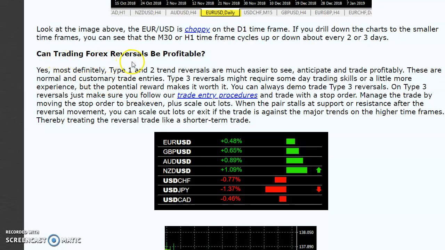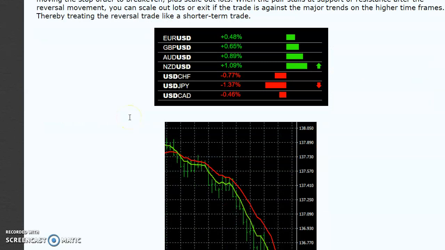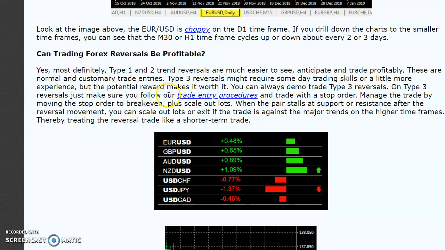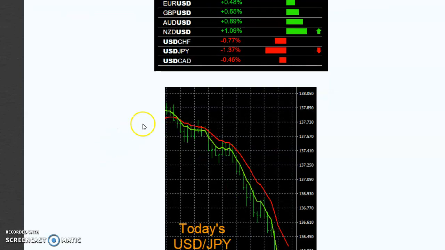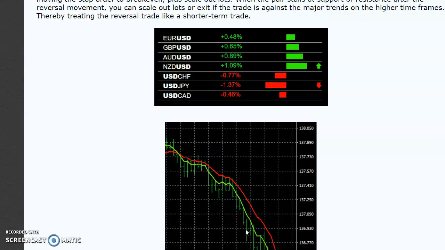So can you trade reversals? Absolutely. You can use our trade entry procedures. Click on that link there. And for example, if the USD is weak across the board and the USD yen is in a big uptrend but it starts to drop, you can trade the USD yen. That's a mighty big drop there. This is about 138. This is about 135. This is a major drop here.